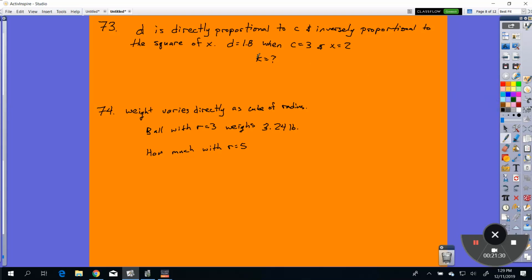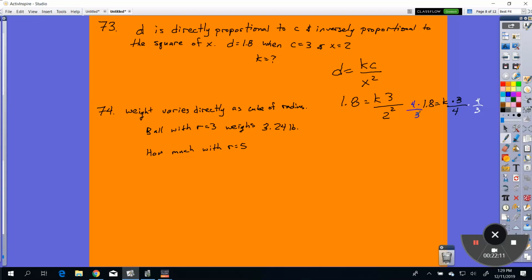Finish up the book problems. It says D is directly proportional to C and inversely proportional to the square of x. So D equals some constant of proportionality K times C over x squared. So that's my equation. It says D equals 1.8 when C equals 3 and x equals 2. So I plug it in. 2 squared is 4. So I have 1.8 equals K times 3 over 4. So to get rid of that, I multiply by 4/3, and what I do to one side, I must also do to the other.